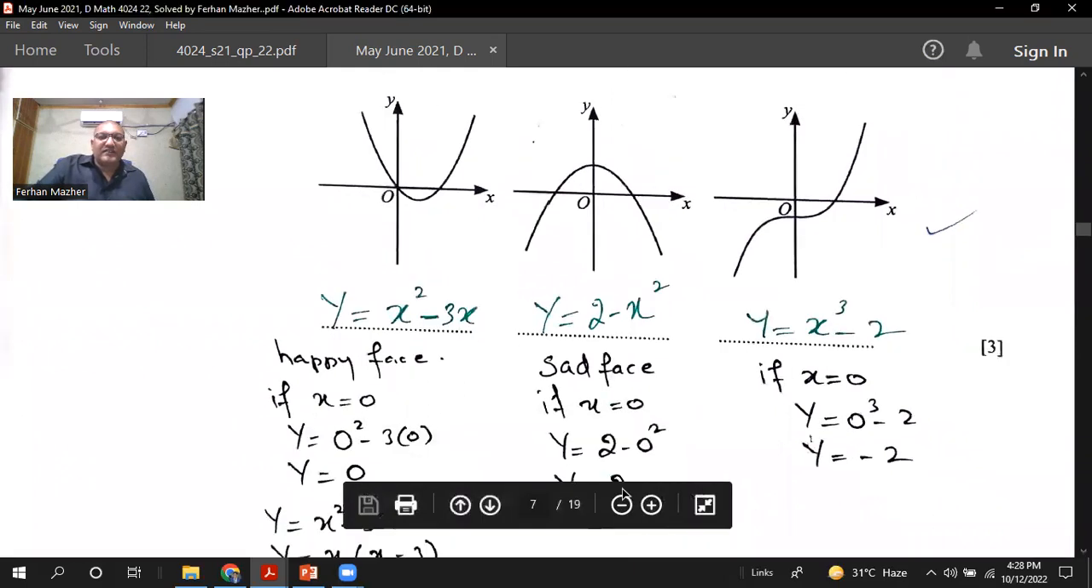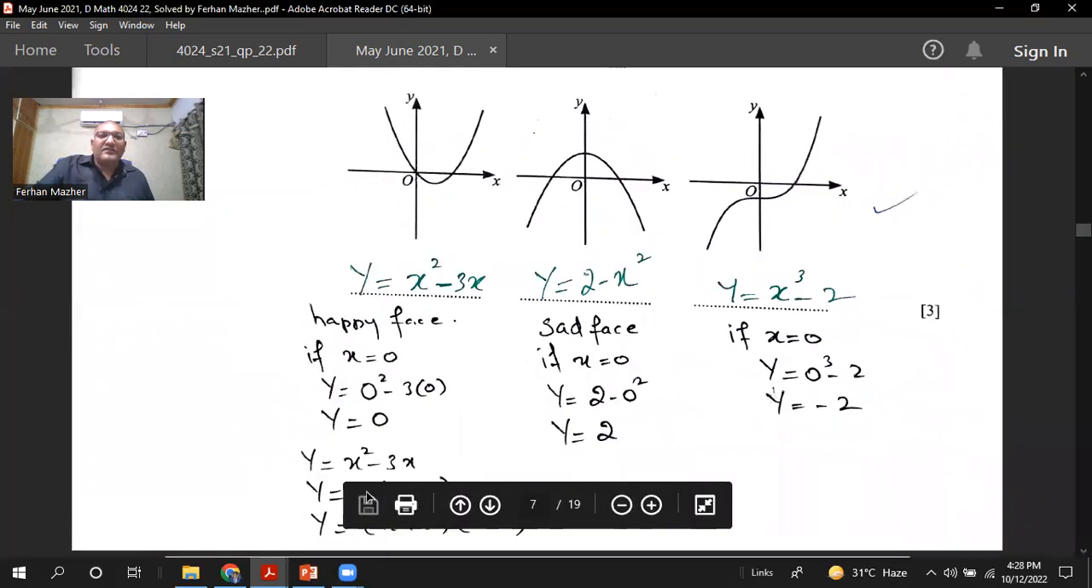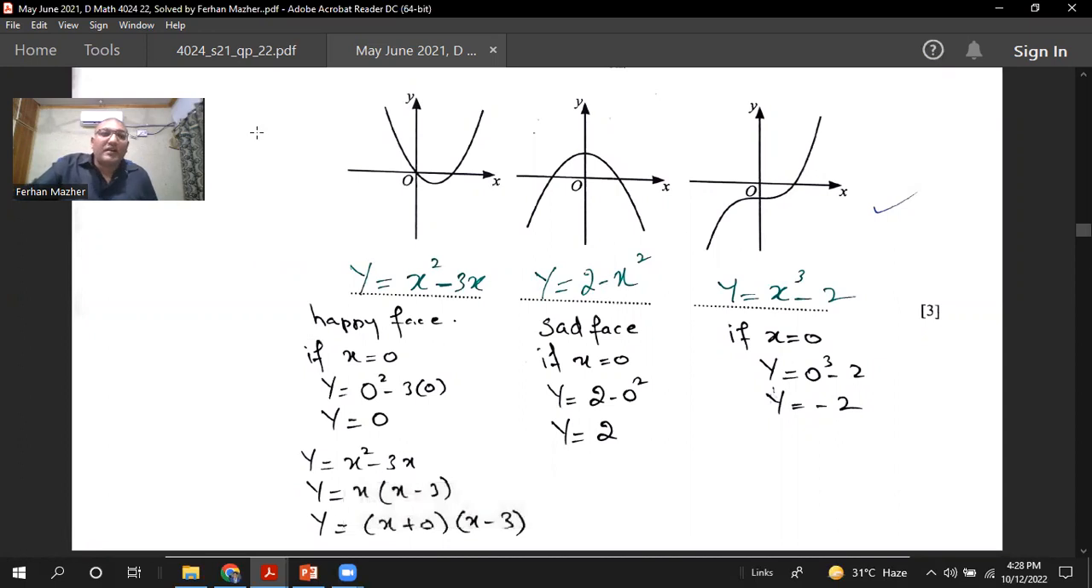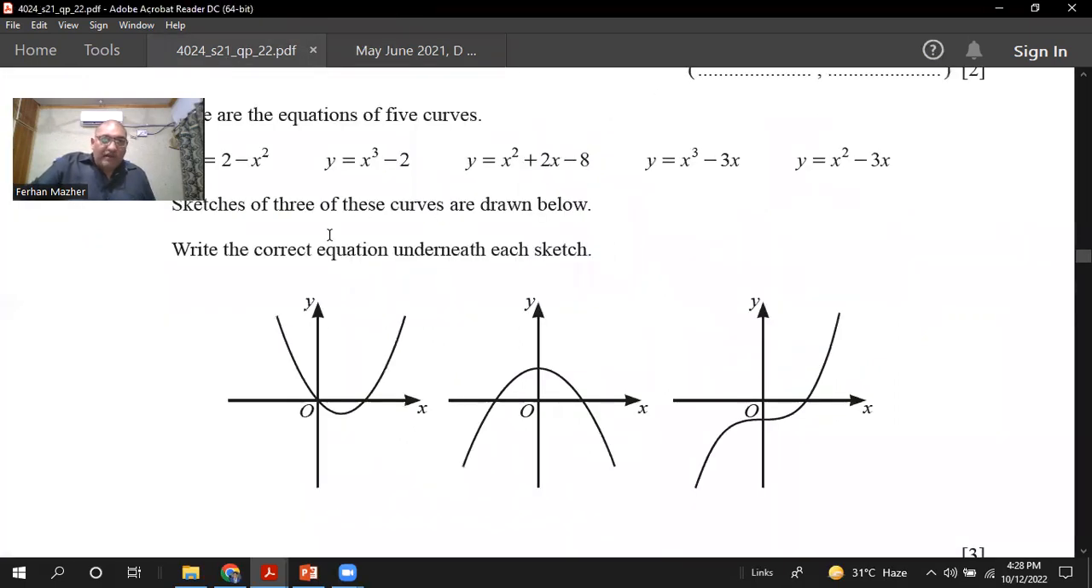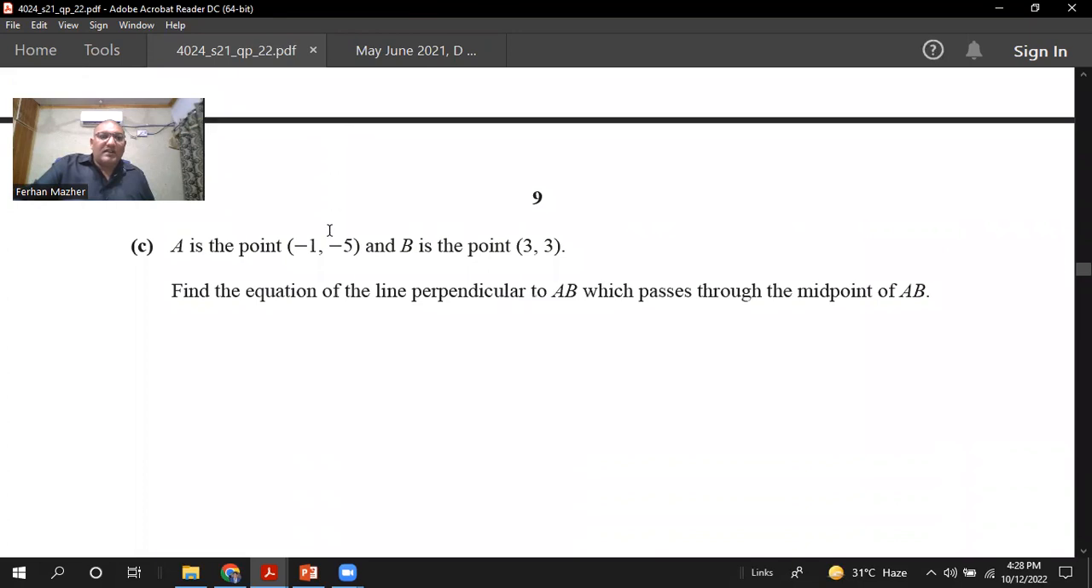Let me reduce the size so you can see the whole thing together. It's a very, very important and tricky question. It very frequently comes in the paper. Okay, so let's go to the next part.